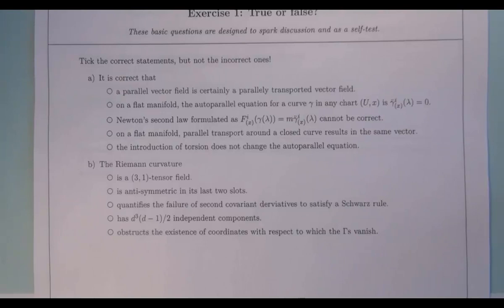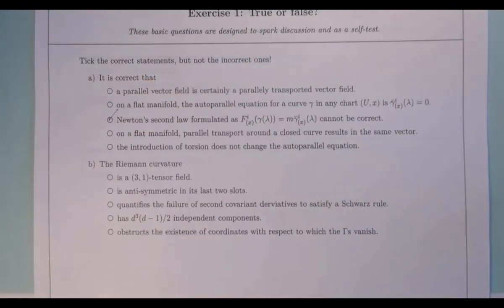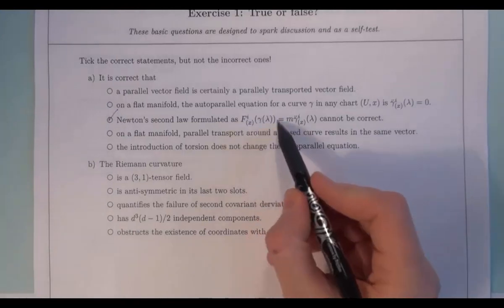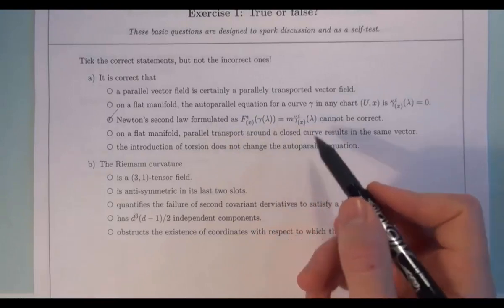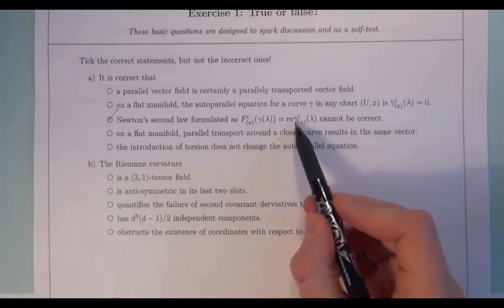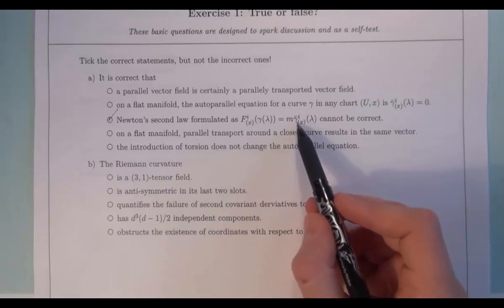So this is wrong. Newton's second law, formulated as F^i of gamma of lambda is m gamma double dot i of lambda, cannot be correct. Yes, this is now correct. So the statement is correct, as the left-hand side is a vector. The right-hand side, however, isn't. So this gamma double dot doesn't transform like a tensor. It is not a tensor. It is not a vector.